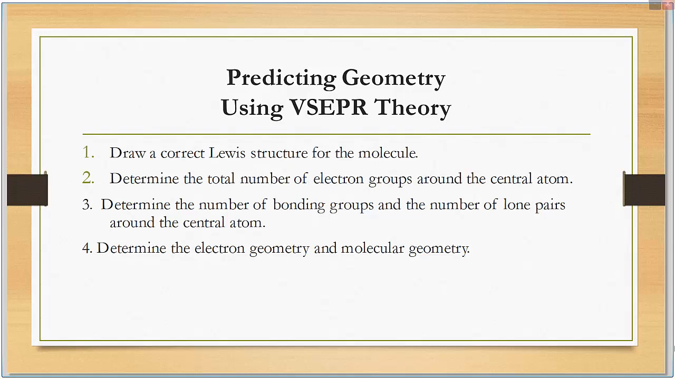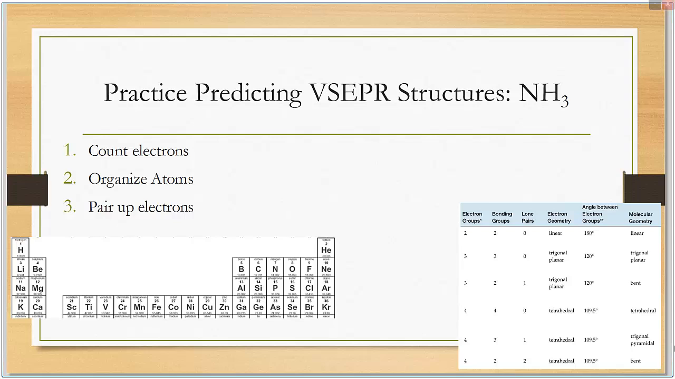Alright, so let's look at NH3. First thing we need to do is figure out the Lewis dot structure. So here's N, here's H. H has 1, N has 5. 1, 2, 3, 4, 5. So here's 5 electrons. Here's 3 times 1, for a total of 8 electrons.